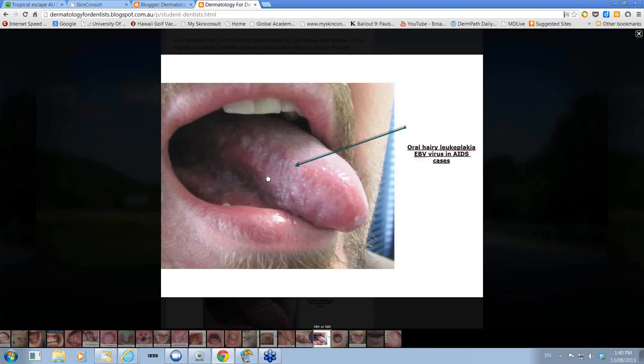Let's have a look at this. There's the changes that you'll see. It's a relatively mild example of oral hairy leukoplakia. White rippled leukoplakic deposit or change in the epidermal surface and the mucosal lining surface of the tongue due to the EBV virus, and seen particularly in people with low T cells who have HIV disease.